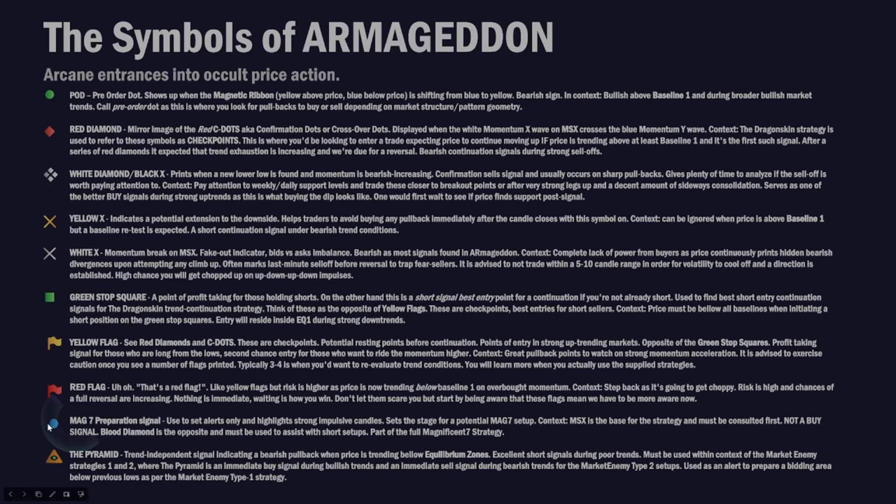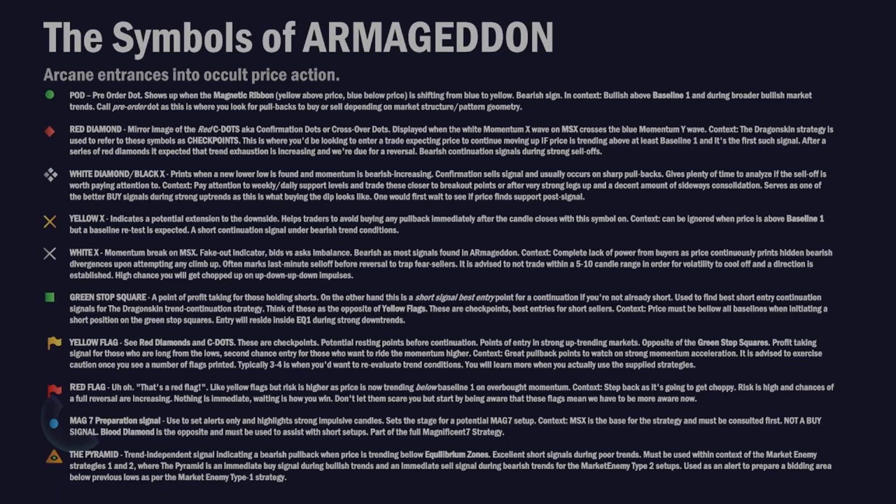And the blue dot, this one I think is the most misinterpreted symbol and the most talked about symbol that prints on Armageddon. It's the Mag 7 preparation signal, used to set alerts only and highlights strong impulsive candles. Sets the stage for a potential Mag 7 setup. Context: MSX is the base for the strategy. It must be consulted first, not a buy signal. Blood Diamond is the opposite and must be used to assist with short setups. Part of the full Magnificent 7 strategy. We'll go into that more once we actually get to the Mag 7 strategy.